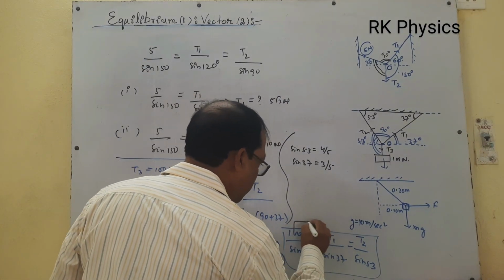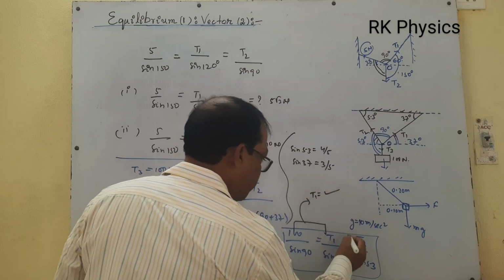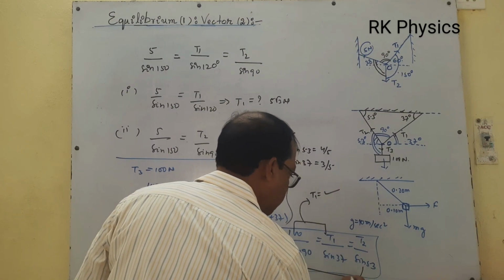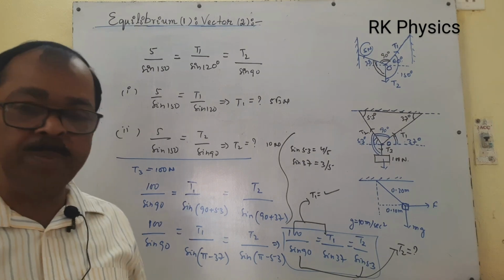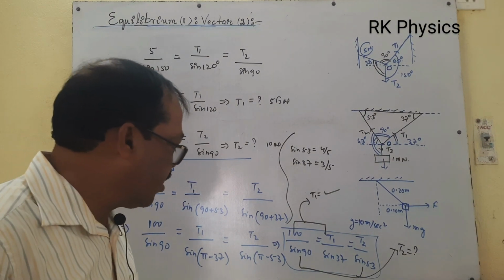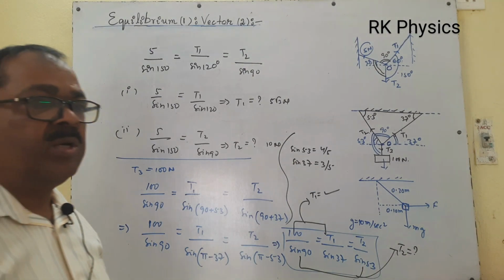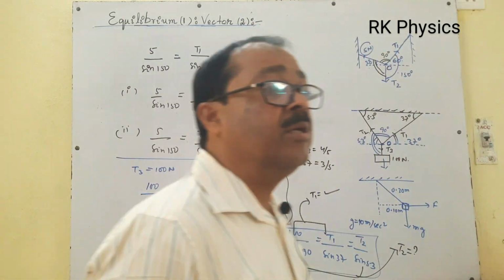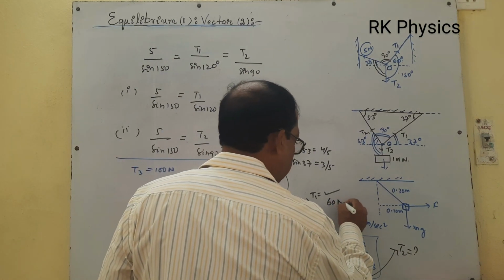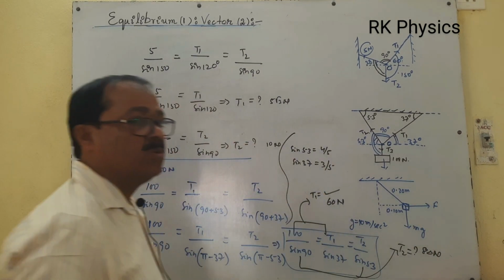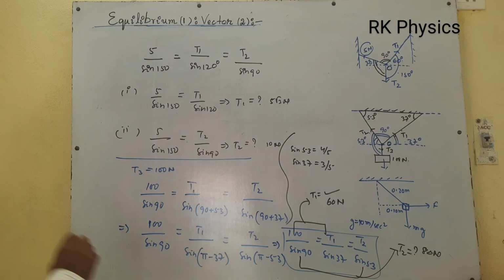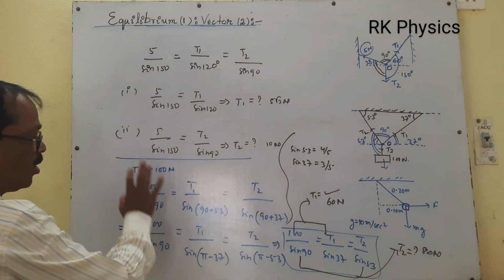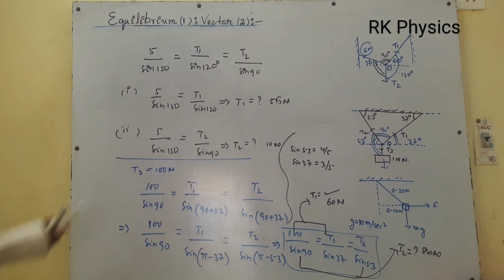If you compare these equations, you find T1. Comparing the first and third, you find T2. After solving you will get T1 is 60 Newton and T2 is 80 Newton. T3 was already given at the beginning: 100 Newton. So with the help of Lami's theorem you can solve these problems.